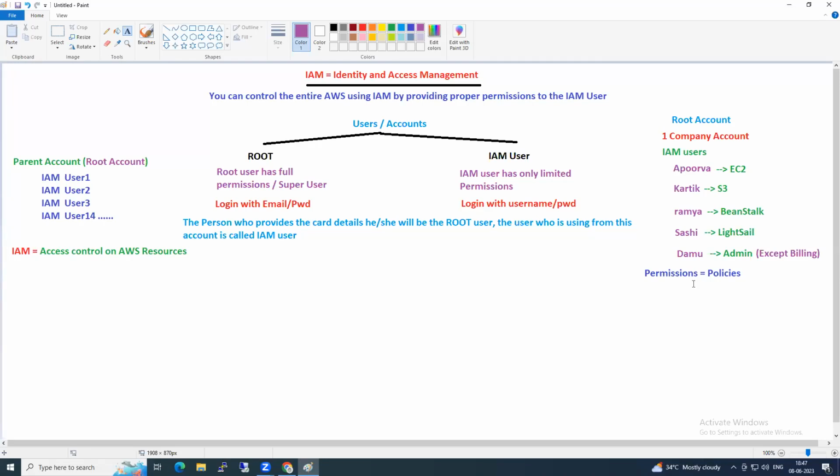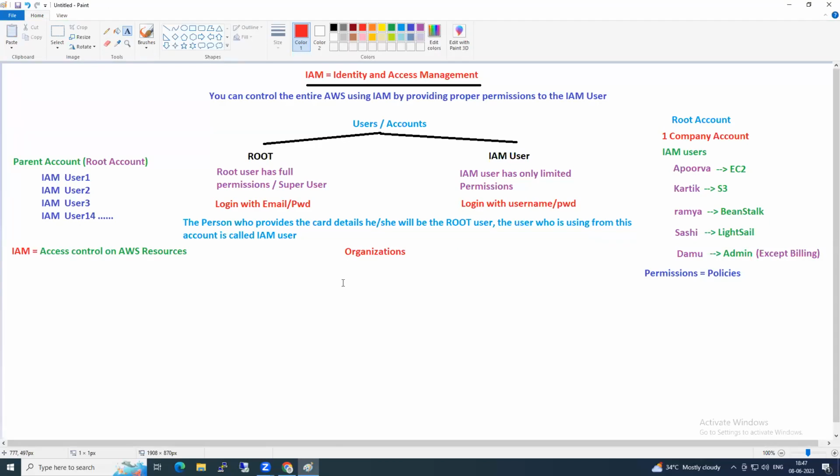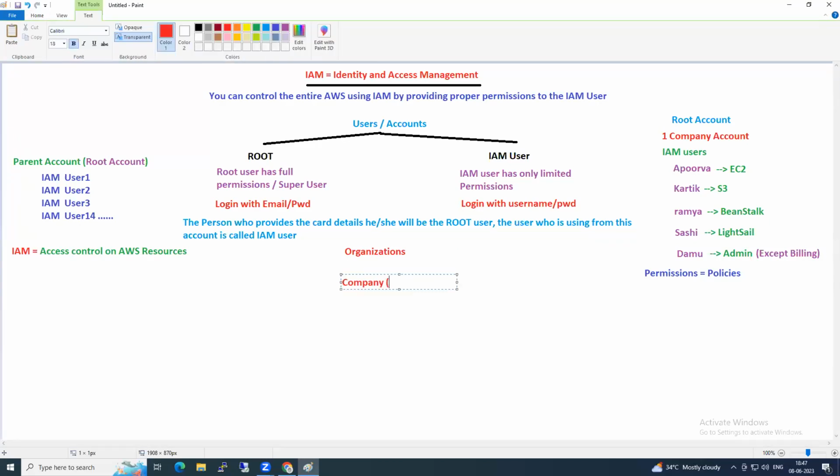Initially, when AWS was new, for a few years, we were using one account, I was also handling this. Later, AWS came up with a service called Organizations. What is that? Organizations. So here you have a company, and the root account is there as normal.